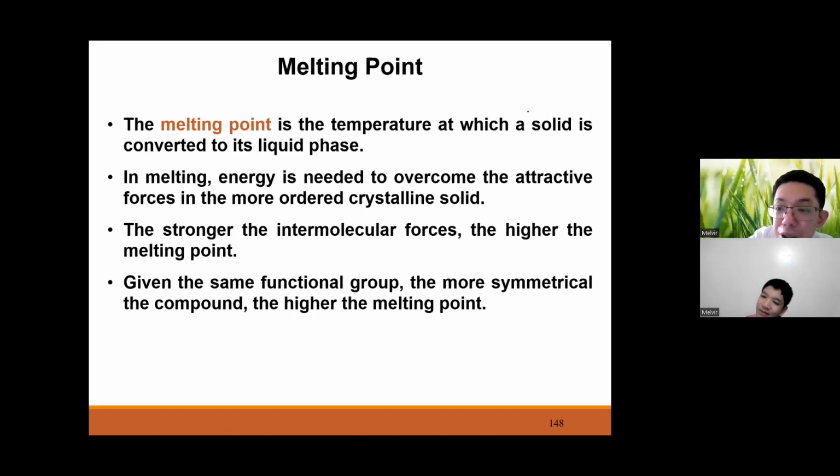It becomes ordered, so the shape is nicer, and it is easier to form a lattice. Given the same functional group, the more symmetrical the compound, the higher the melting point. Why? Because you can easily stack them.